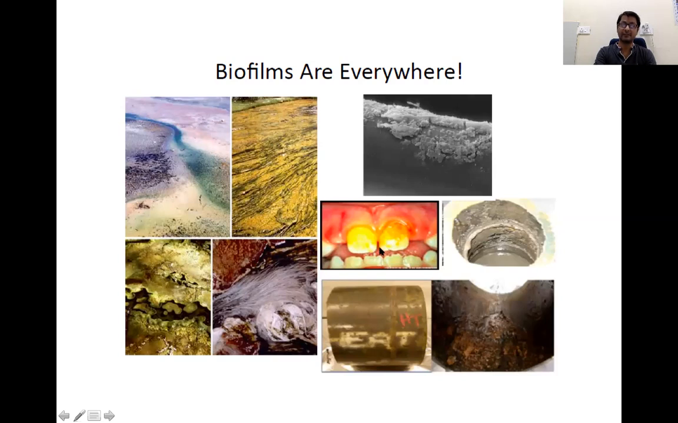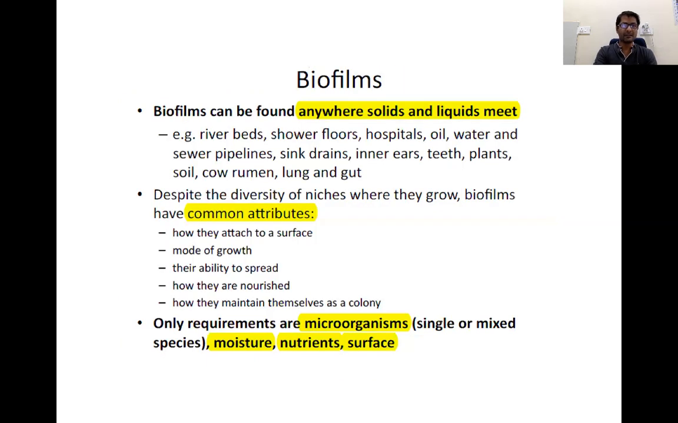So the biofilms are the first which were seen in the microscopes, and then they are found in pipelines, sewage treatment plants, sewages, and so they are found everywhere where liquid and solid mix together. And the other requirements are that a nutrient should be there, a surface should be there, and the microbes. So basically, biofilms can be formed anywhere where the solid and liquid meet. I've given you a number of examples like the riverbeds, shower floors, hospitals, oil, water and sewage pipelines, sink drains, inner ear, teeth, plant, soil, cow rumen, lung, and gut.